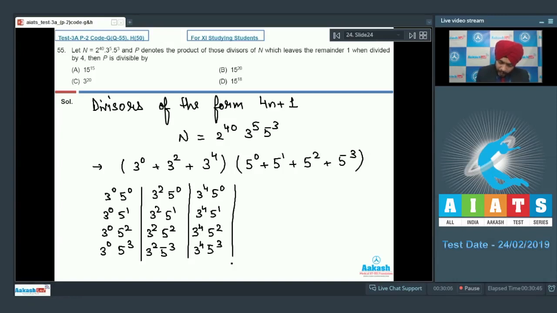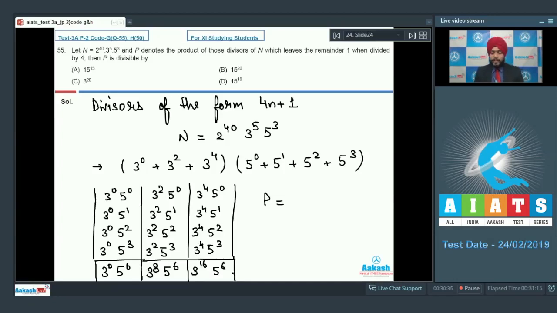I need the product of all these terms. P is the product. Let us do one by one. 3^16, 5^6. This is 3^8, 5^6 and this is 3^0, 5^6. Ultimately the product is 3 raised to the power 0 plus 8 plus 16, so 3^24, multiplied by 5 raised to the power 6 plus 6 plus 6, 5^18. Now the question says that this product is divisible by 15^18 multiplied by 3^6. This is another way to write the same thing.